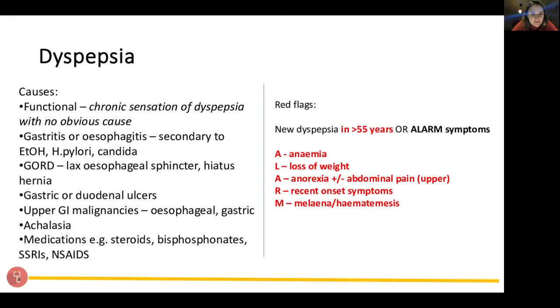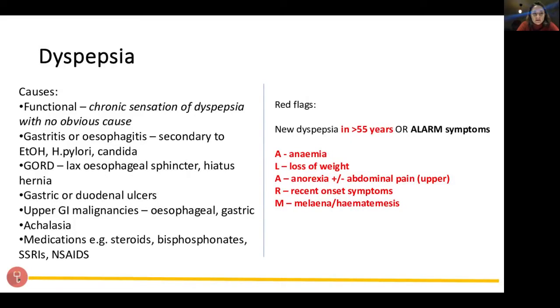Gastroesophageal reflux disease can be worsened by hiatus hernia. They can be caused by a lax esophageal sphincter. Ulcers in the stomach or in the duodenum can cause dyspepsia. Malignancies, achalasia, and medication. So the causes are various and varying.